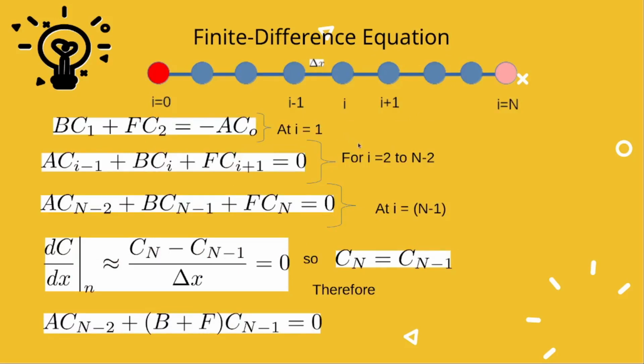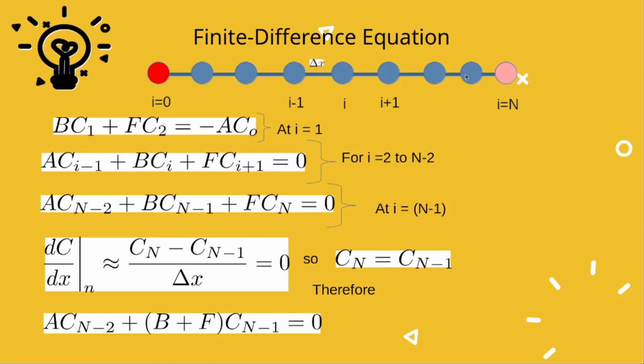Now, from node 2 to node n minus 2, that is from this node all the way to this node, I'm going to write a C(i-1) plus b C(i) plus f C(i+1). And similarly, I put i equal to 2. This will be 1. This will be 3. When i becomes 3, this will become 2, 3, 4, so on and so forth. I can loop through each of these terms and write these.